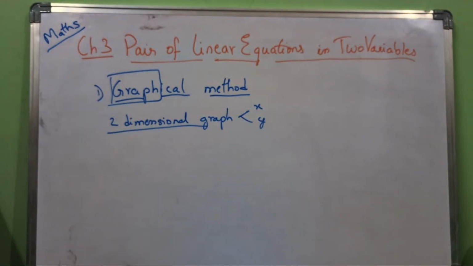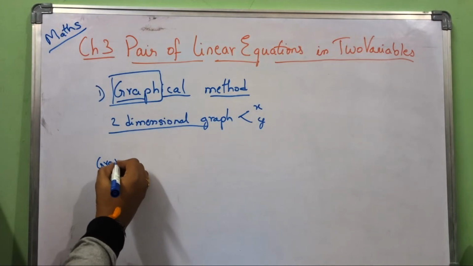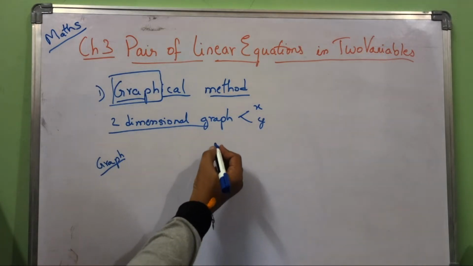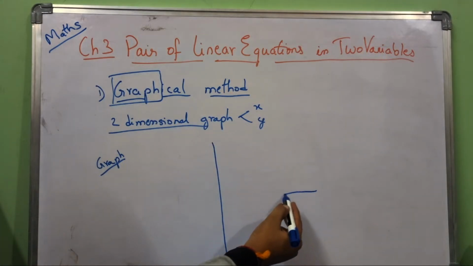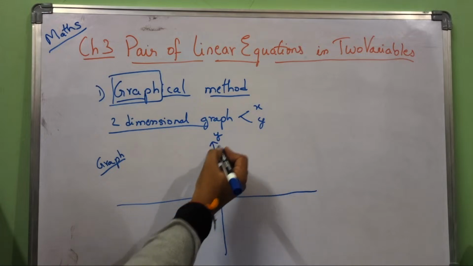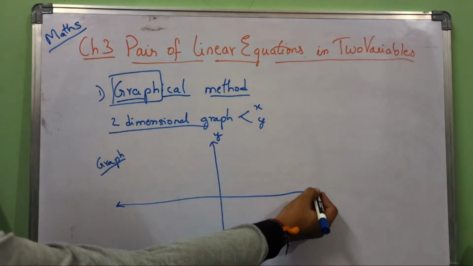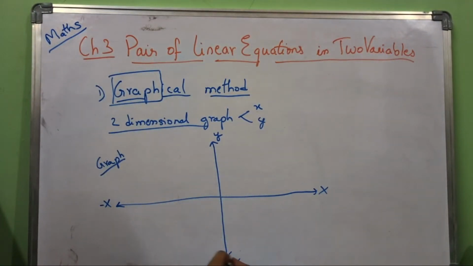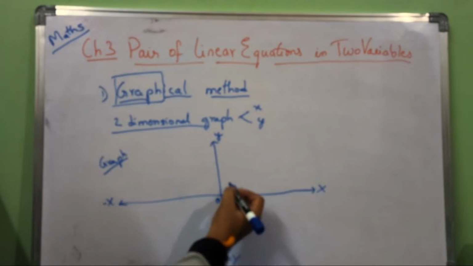So let's understand what a graph sheet is and how we can use it. The graph sheet is two-dimensional, as I mentioned, horizontal as well as vertical. We consider y as vertical and x as horizontal. As you can see, the axis is divided into two halves, and this midpoint is called O, which is the origin.